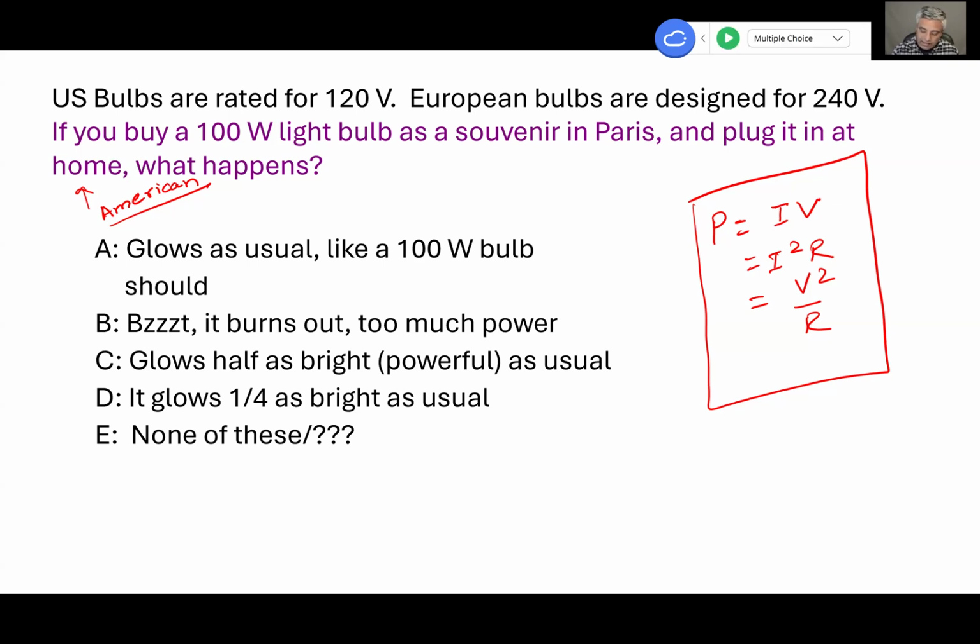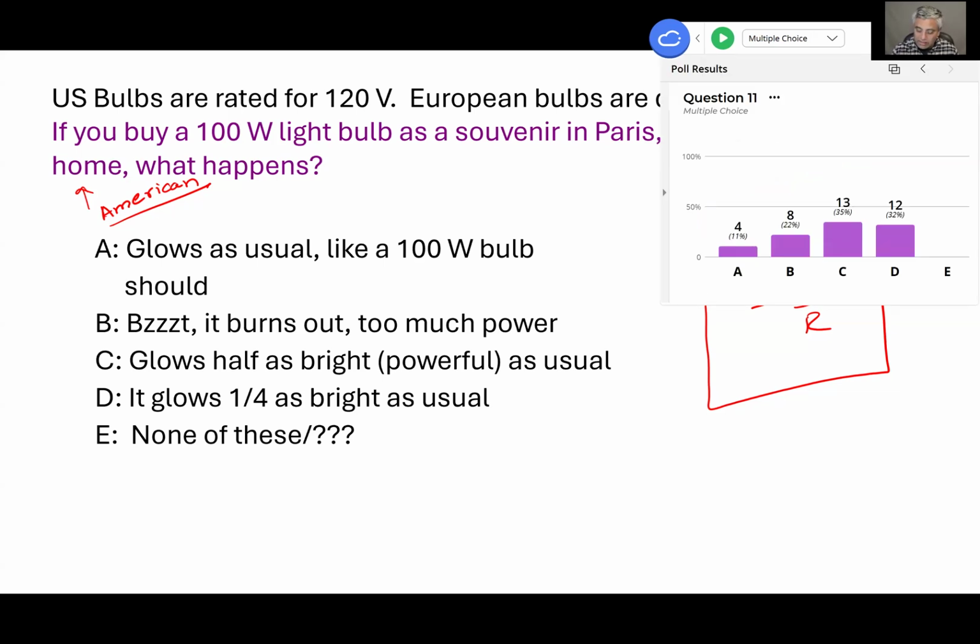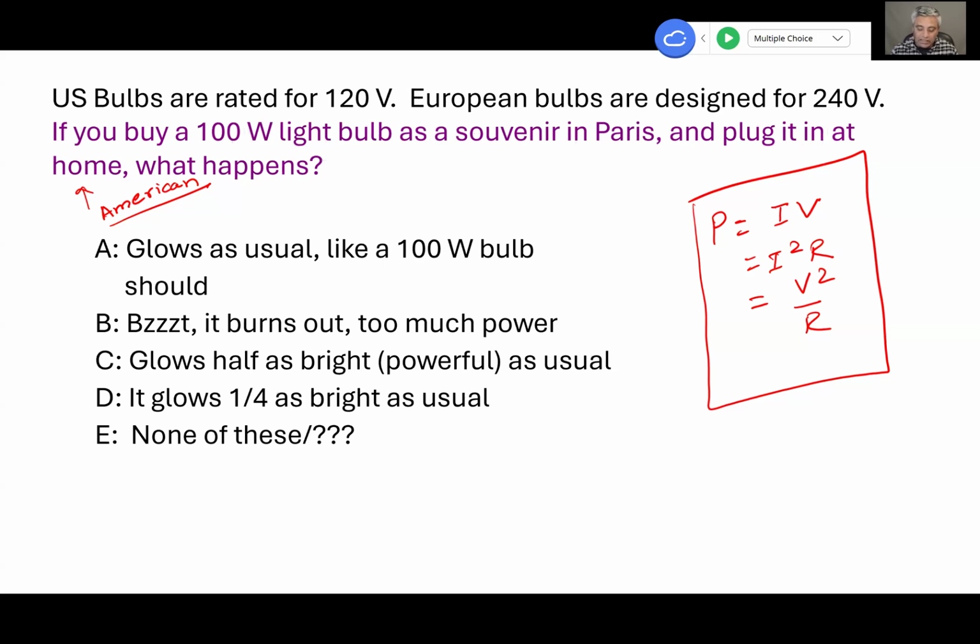So let's see what we got here. Oh, we have C and D competing, but we have all choices except E. So here a light bulb we buy, the same light bulb we are bringing here. A light bulb has a coil, it has a resistance. So when you bring a light bulb from Paris to USA, resistance does not change. So R is fixed.